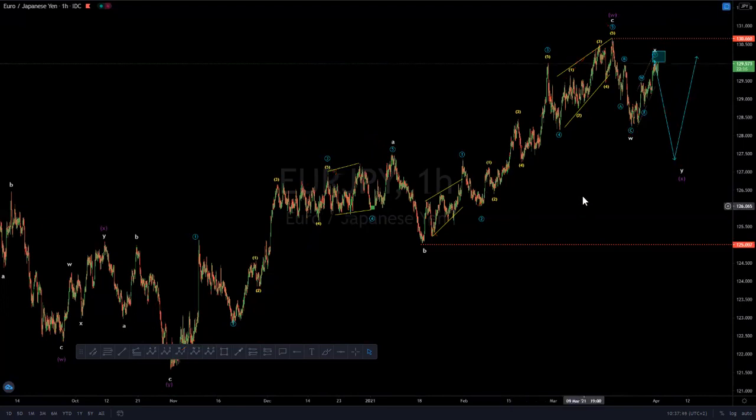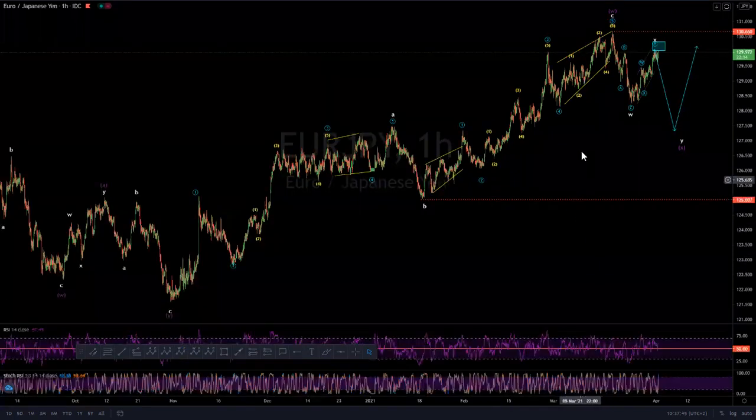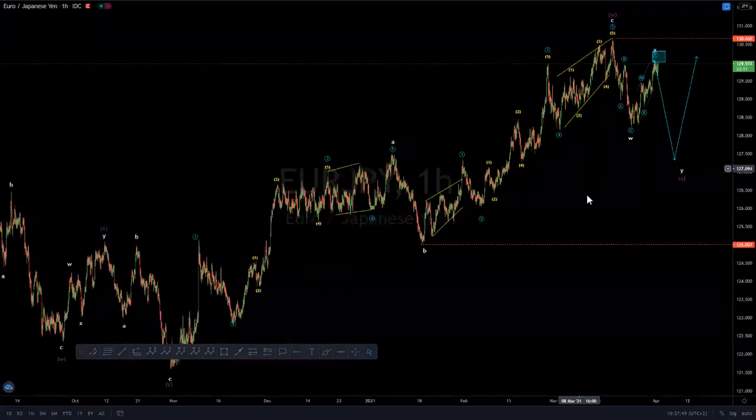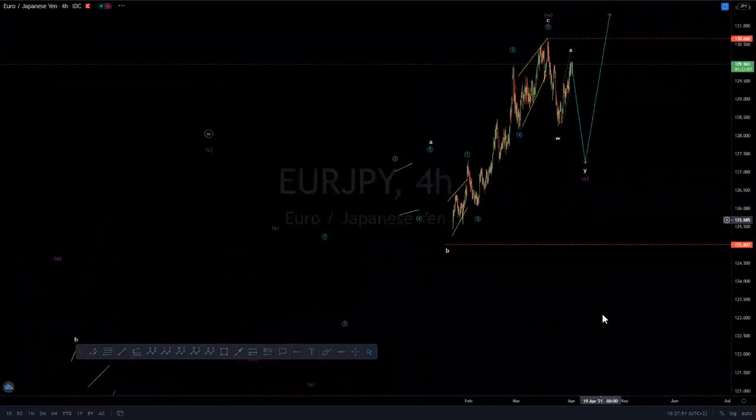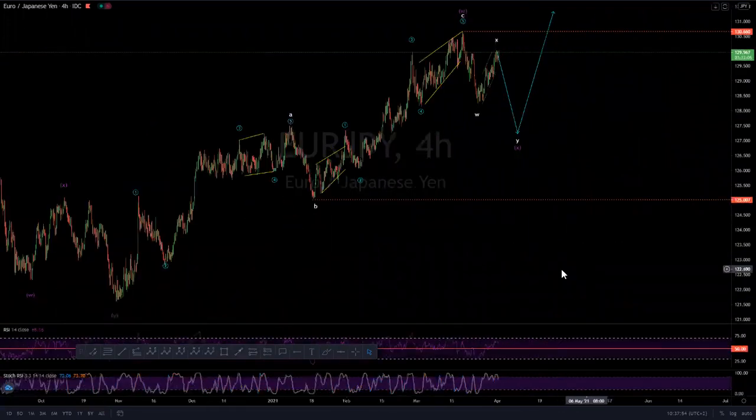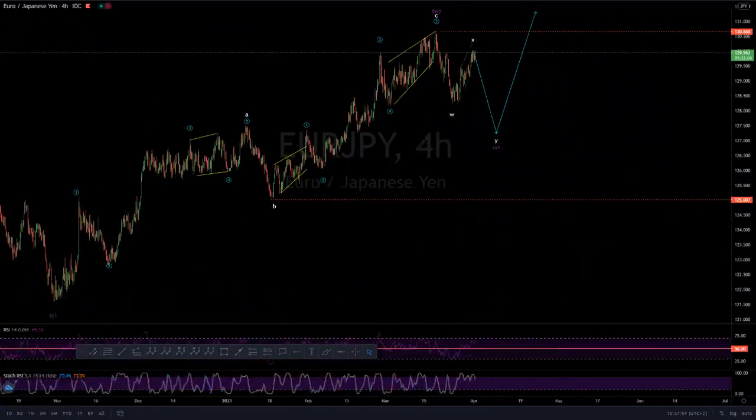Let me just look for an indicator on a 4-hourly. What do we have here on a 4-hourly? We are still trading above the 50 mark here. The momentum still shows to the upside. So I would love to get this one to trade lower.